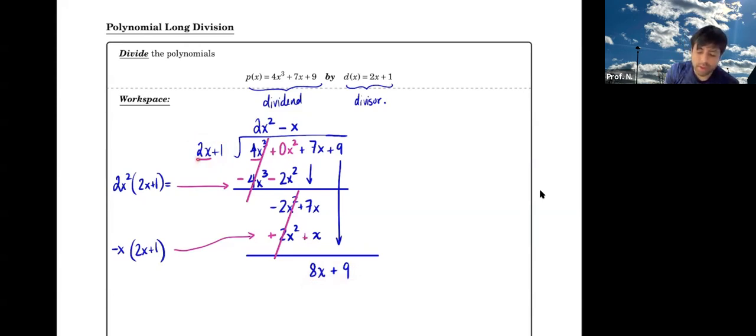So now 2x goes into 8x how many times? 4 times. And then I do 4 times 2x plus 1. And what's the result of that? It's 8x plus 4. Of course, I am subtracting again. But when I subtract again, what do I do with the minus sign? I distribute the minus sign.